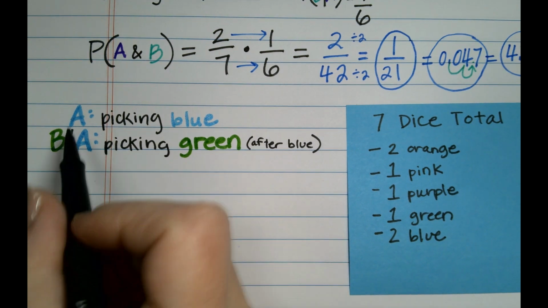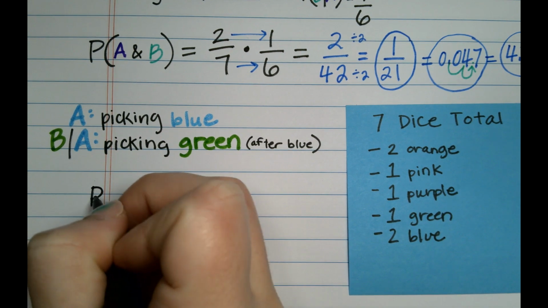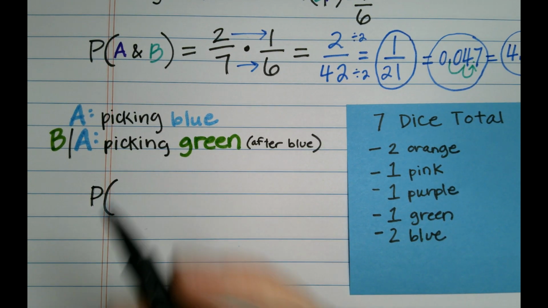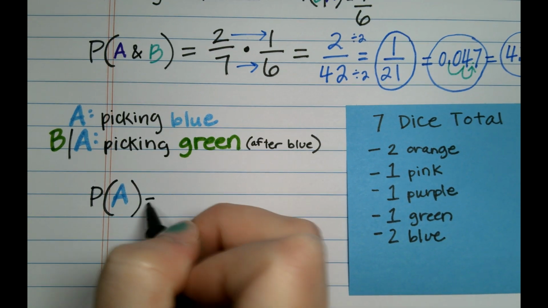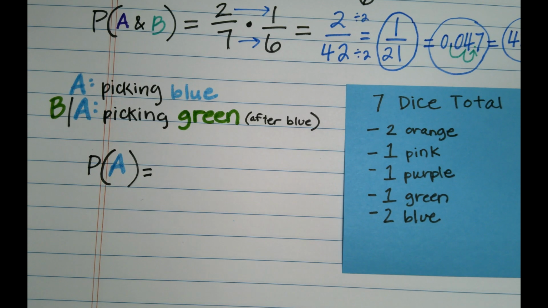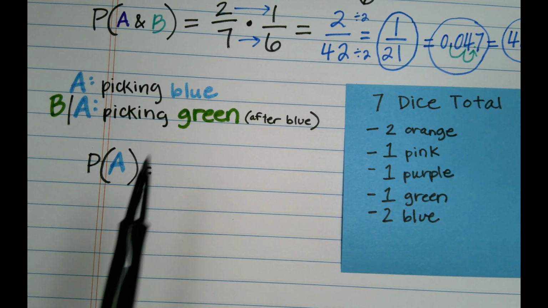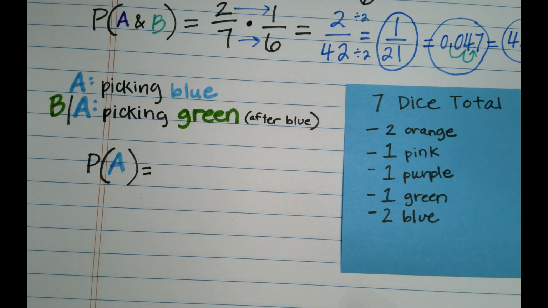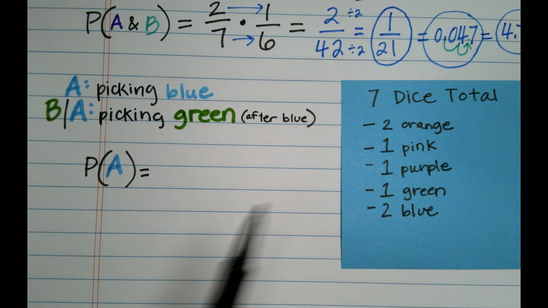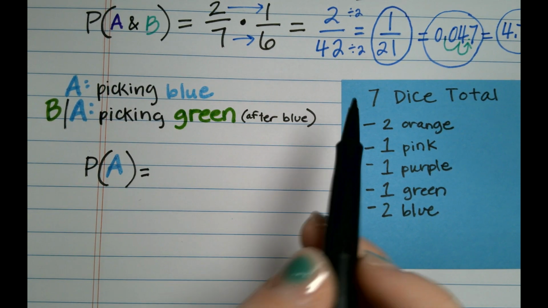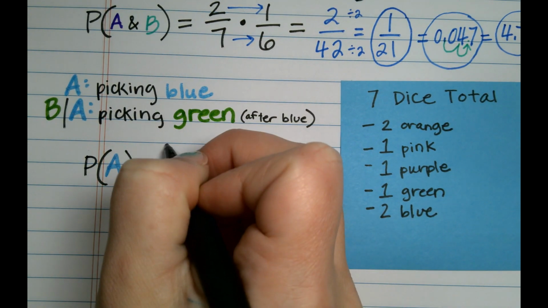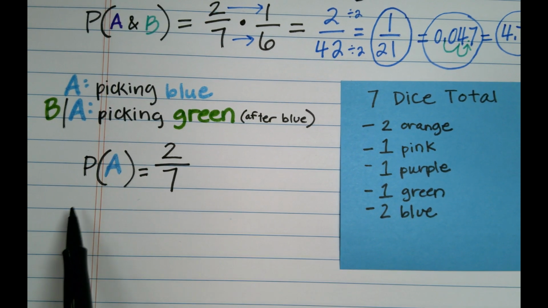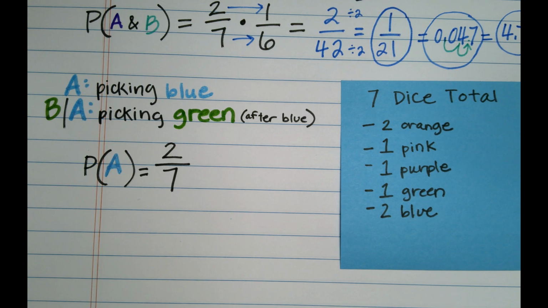So first and foremost, what would the probability of event A occurring be? How do I find this probability? There's 7 dice and there's 2 blue ones, so it'll be 2 out of 7. Perfect. There's 7 dice total, that'll be my number on the bottom. There's 2 blue dice, that'll be the number on top. So the probability of picking a blue will be 2 out of 7.